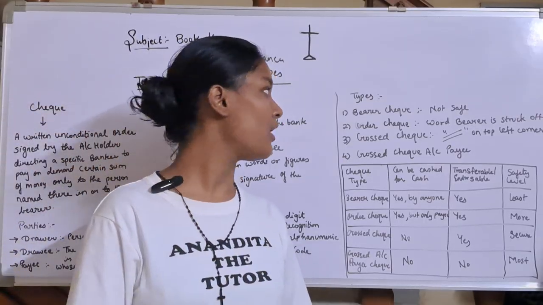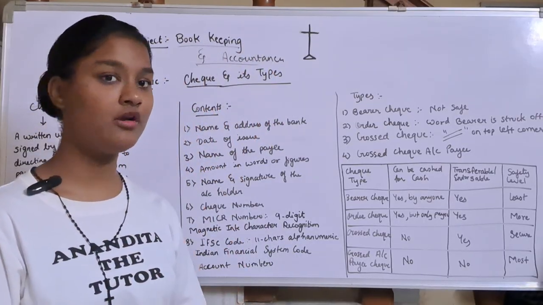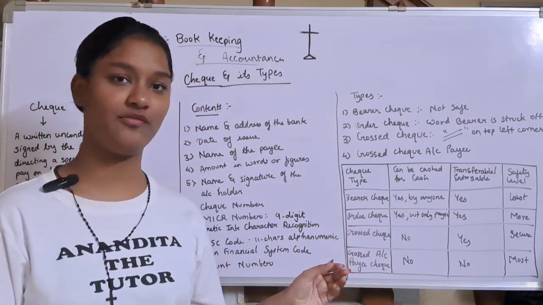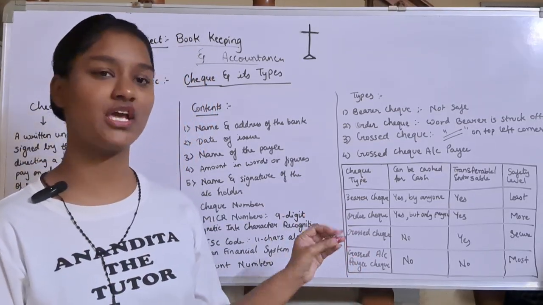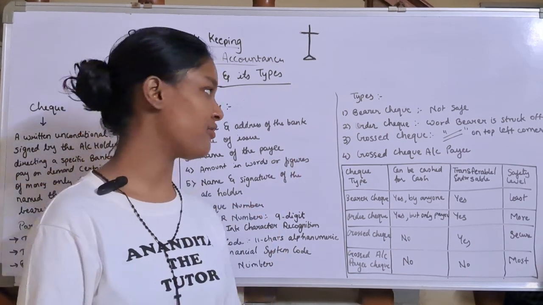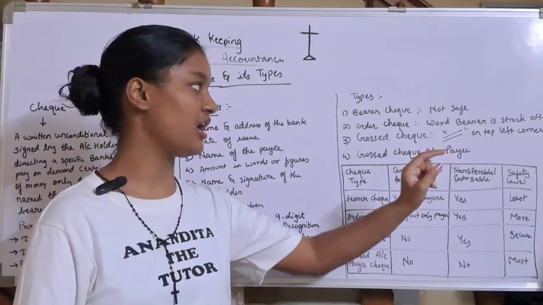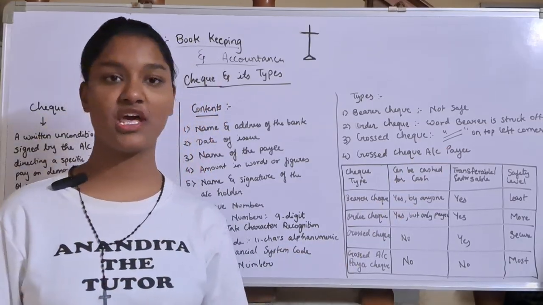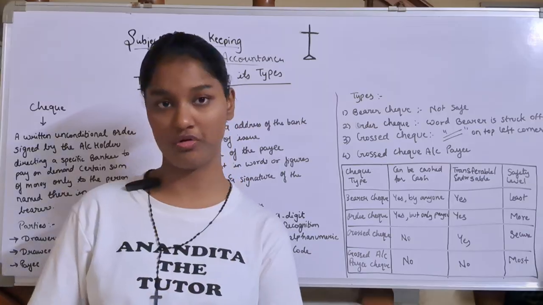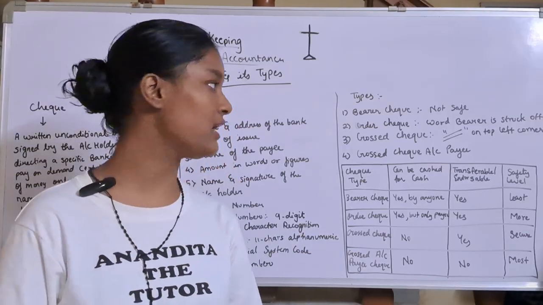Okay. Now we'll move to the main part of today's topic, that is the types of checks. Why are we watching the video? We want to know the meaning of a check and we want to know the types of checks. So now we'll move to the types of checks. First type is the bearer check. A bearer check is always said to be not safe, not secure. Now we'll learn the reasons for that.